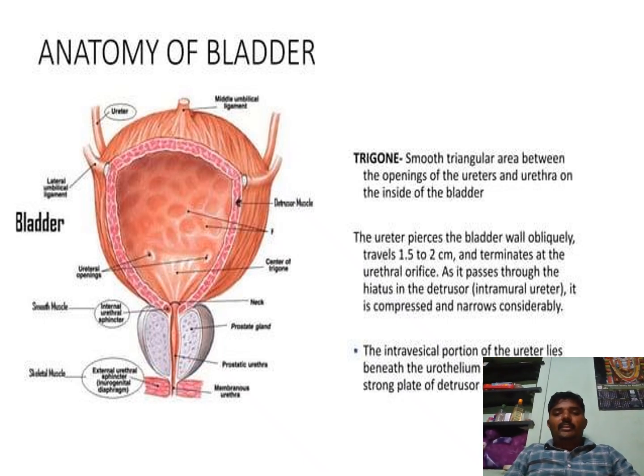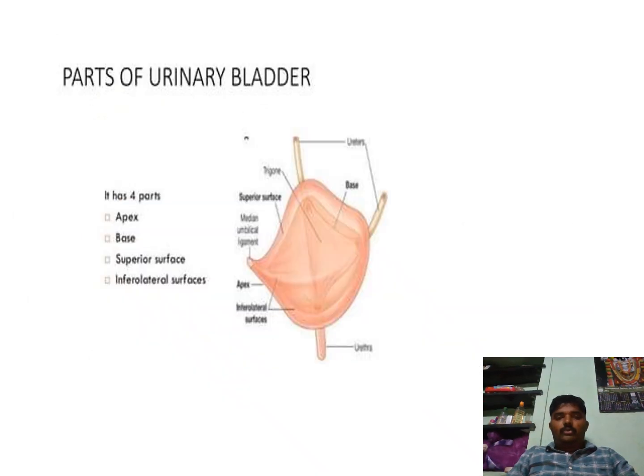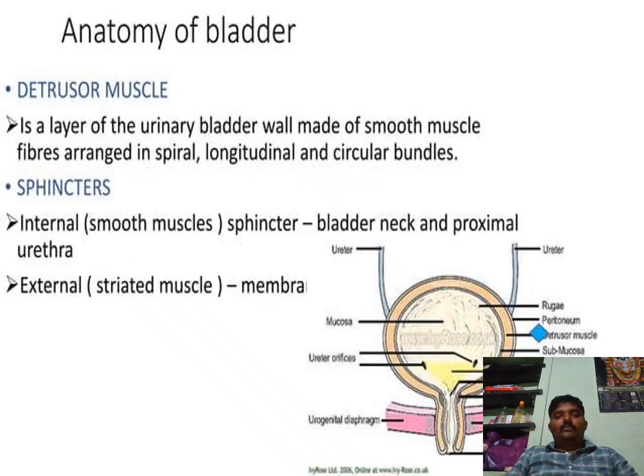Then the ureter pierces the bladder wall obliquely, travels 1.5 to 2 cm and terminates with the ureteric orifice as it passes through the hiatus in the detrusor muscle. That is, it compresses and narrows considerably. The parts of the urinary bladder are mainly four: apex, base, superior surface, and inferolateral surface.